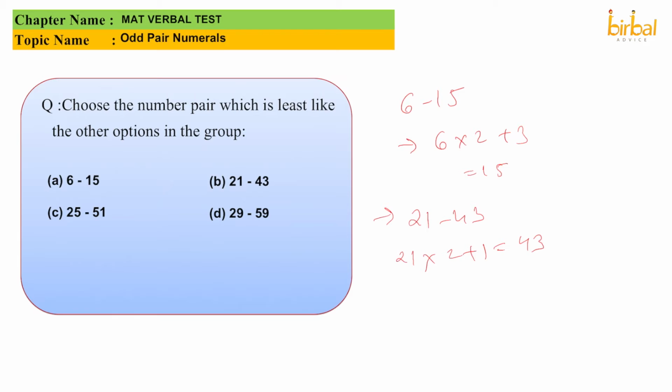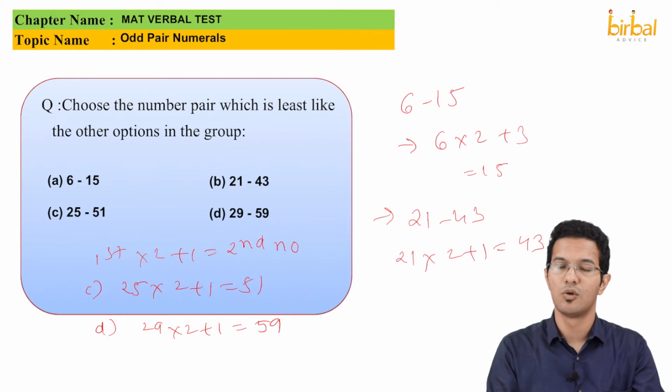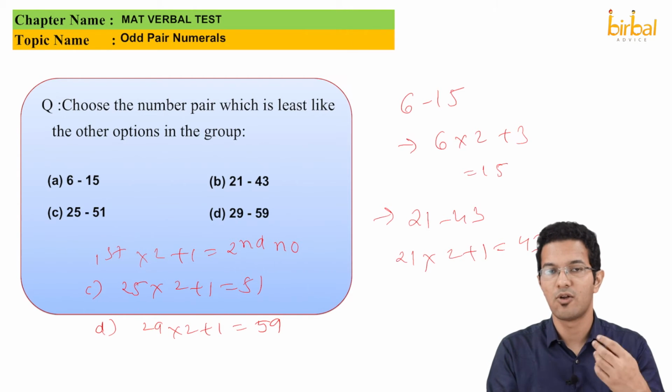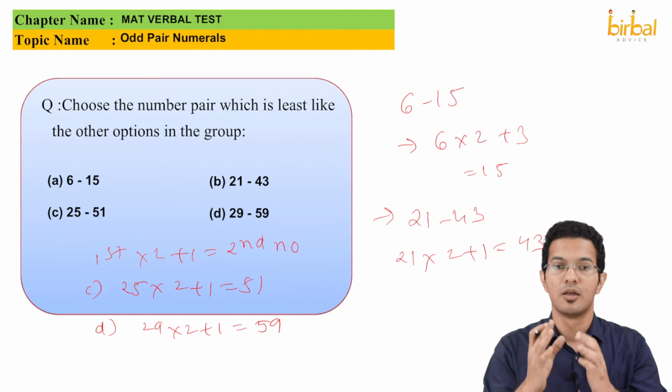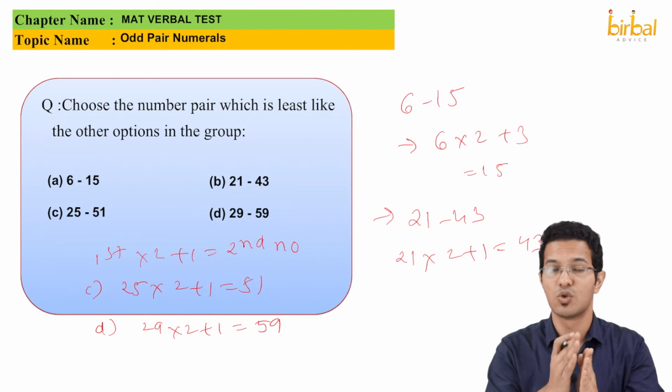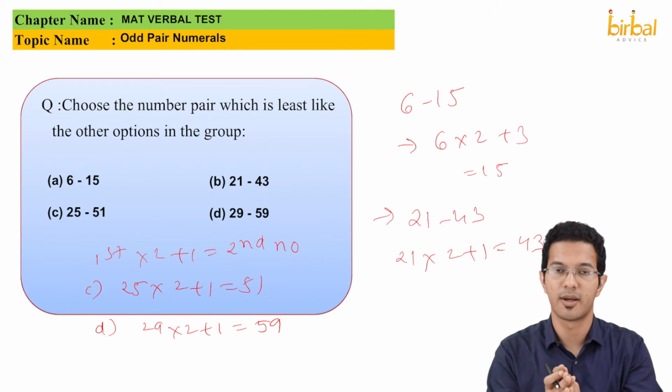Let us check if the similar pattern is giving me option C and option D, which is the first number multiplied by 2 plus 1, which will give you the second number. So looking closely, we can see that option C and option D is following the pattern of first number into 2 plus 1, which will give you the second number. So we can say that option A is not following this pattern, thus it is the odd man out.